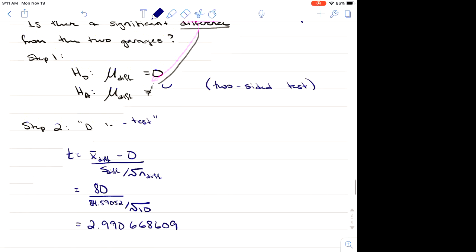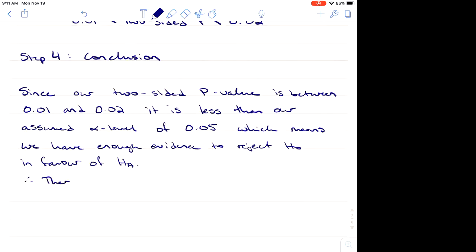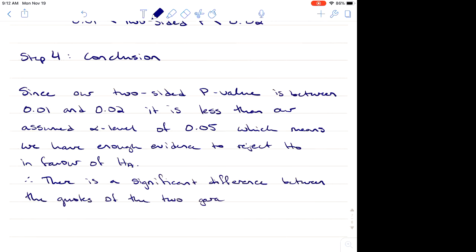So therefore, there is a difference, or I'll say a significant difference, between the quotes of the two garages. That's all we can really say with the test that we did.